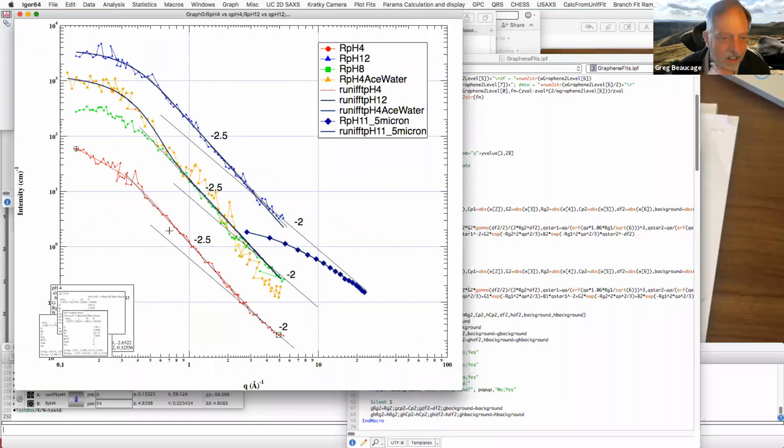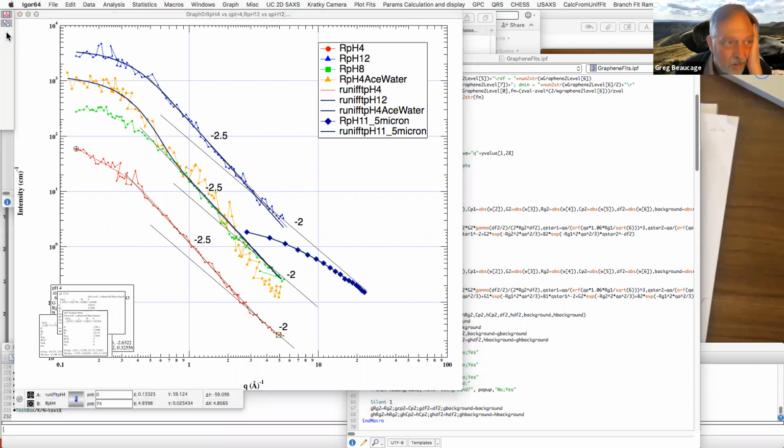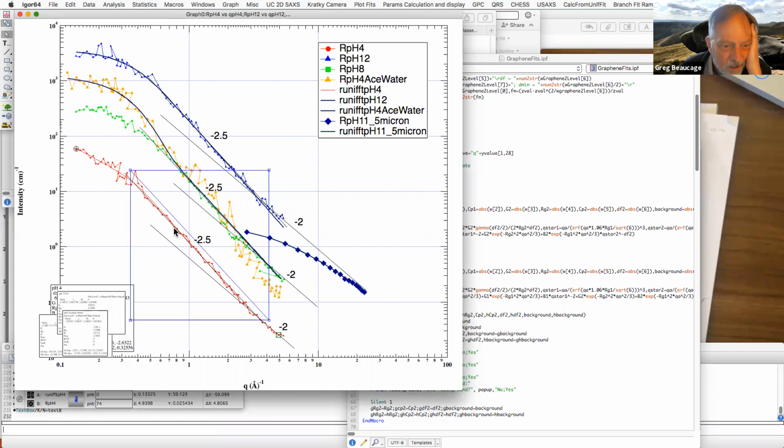And then you'll see, this is log intensity versus log Q. What you see is that it shows the 2.5 that they want because it's there. This line here is 2.5, right? So it's pretty good at 2.5. These are different pH values, so I think the structure is changing with pH. But then if you look at the high end, this goes to 2.